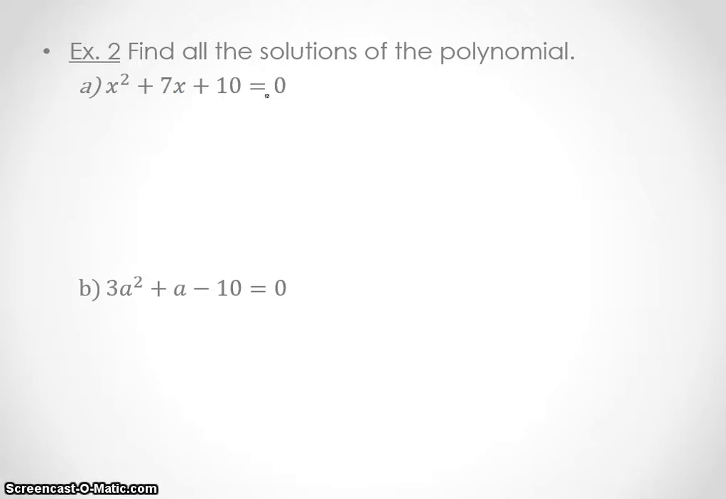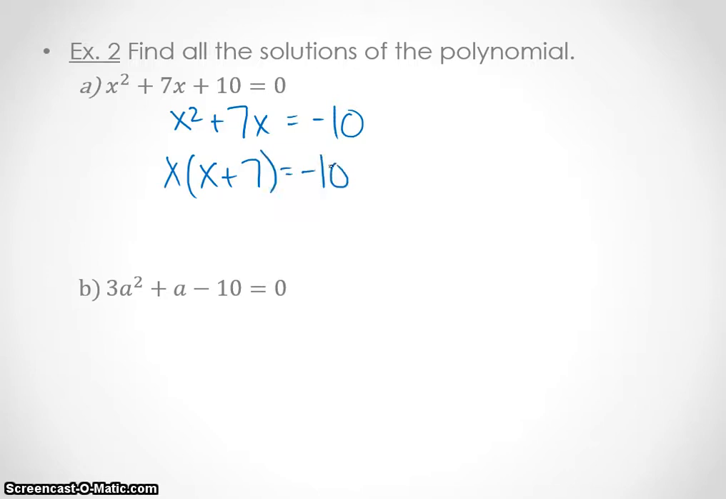Some people might try subtracting 10. So if we did that, we'd have x squared plus 7x equals negative 10. Then they might try to factor out an x, and we get x times x plus 7 equals negative 10. So we get kind of a mess here. You can't set each of these equal to negative 10. The only time you're allowed to do that is when it's equal to 0. So the instinct is to move that 10 over, but that just creates a mess.